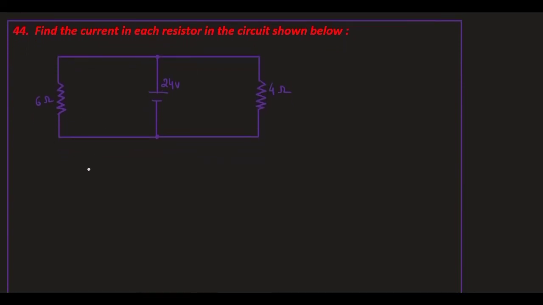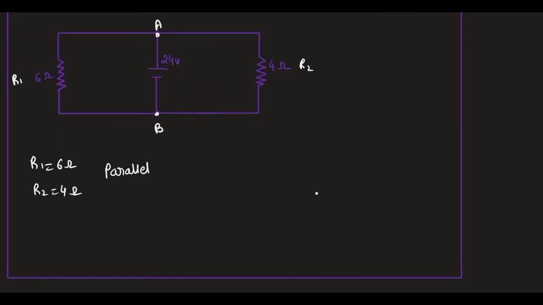Here the two resistors R1 and R2 are given, and they are connected across the two ends of a cell, that is A and B, and the cell has a potential difference of 24 volt. Resistor R1 is 6 ohm and resistor R2 is 4 ohm, and these two resistors are connected in parallel. The problem asks to find the current across each resistor, that is I1 is equal to question mark and I2 is equal to question mark.